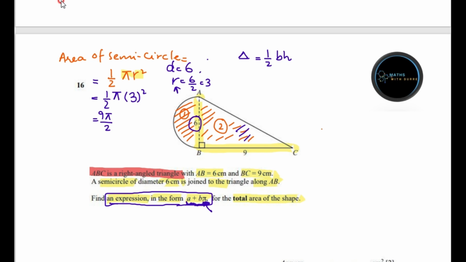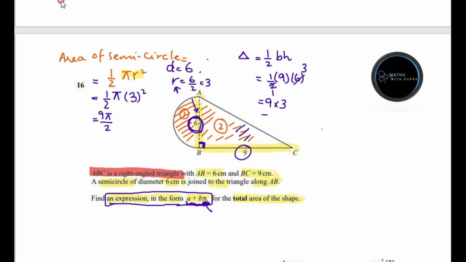Can you identify the base and height here? Yes, the height should be a right angle or a perpendicular. So here it is. You can observe a mini box here. That is the height. Height is 6 and base is 9 here. So we will substitute the values into the formula, and I will just simplify it.